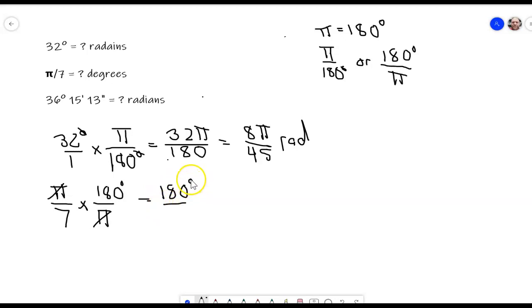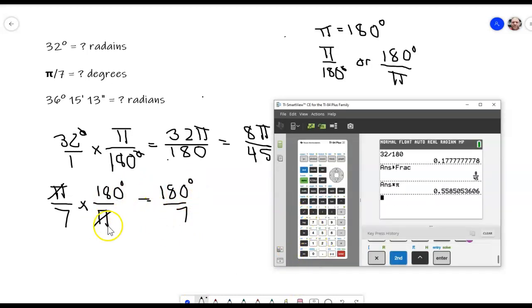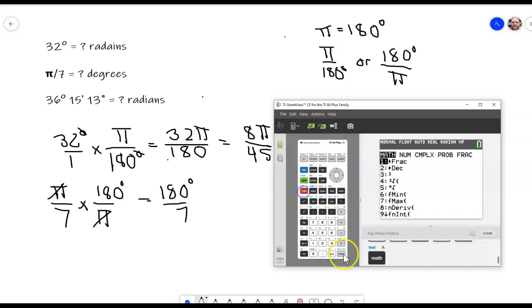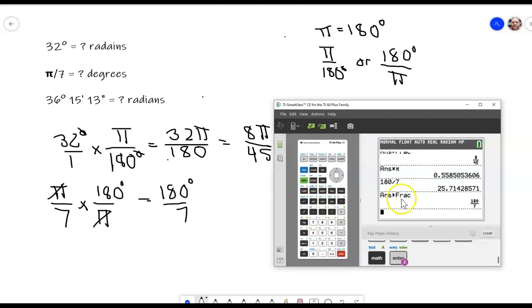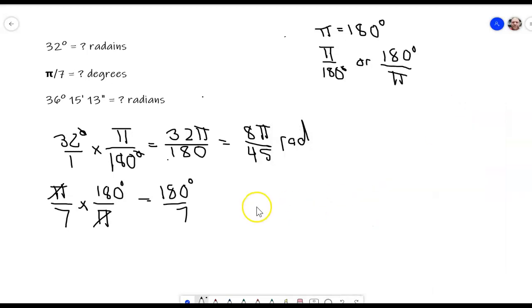And now I am just left with 180 degrees divided by 7. And I don't think 7 divides into 180. Let's just double check. 180 divided by 7. It does not. If I do math, that's what it is. So this one would just be left just like that.